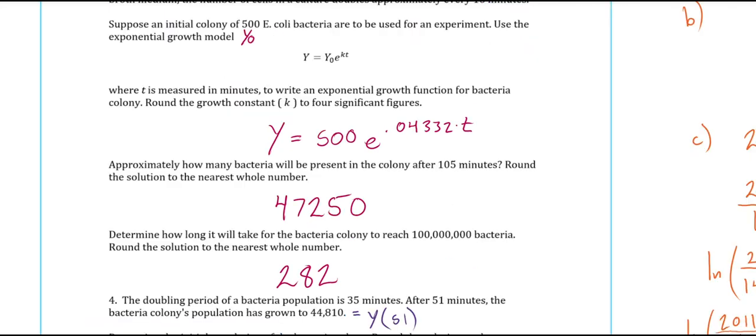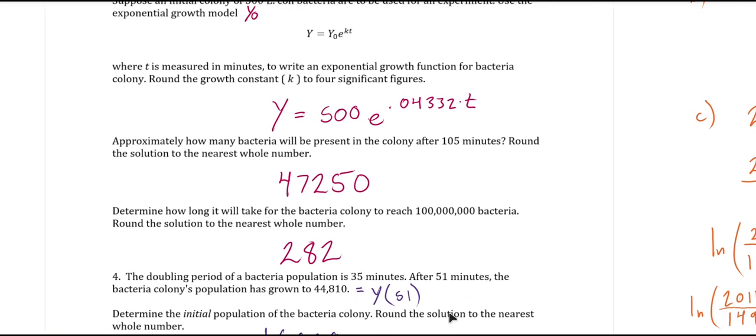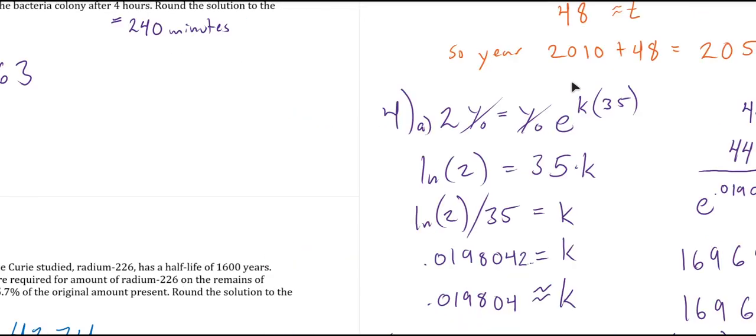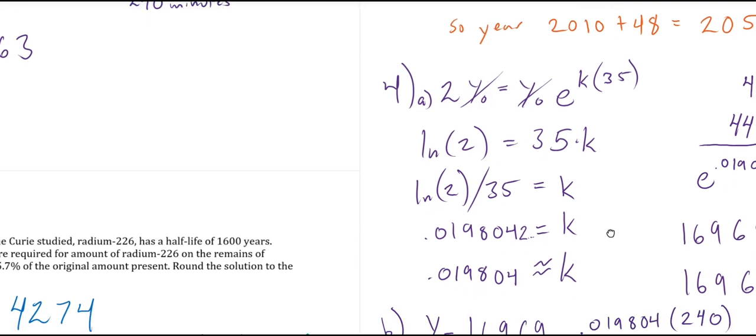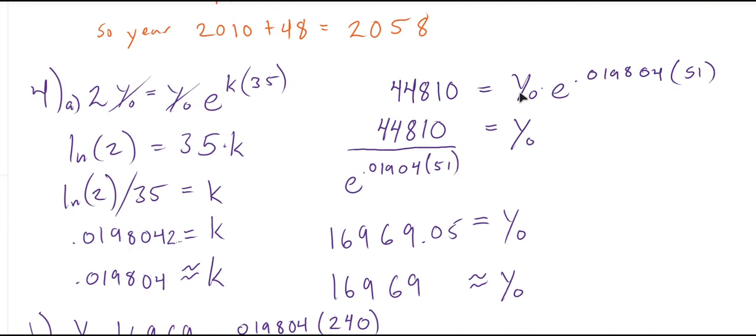Problem number 4 asks us to calculate something else once we are given the doubling period. They told us the doubling period is 35 minutes, and that after 51 minutes, the bacterial population is this much. Notice they didn't tell us the initial population. That's actually the first question. As usual, we need to begin by calculating the rate constant. This is taking the ln of 2, dividing by 35, and using this rate constant to find out the initial population, we have to solve for that value.